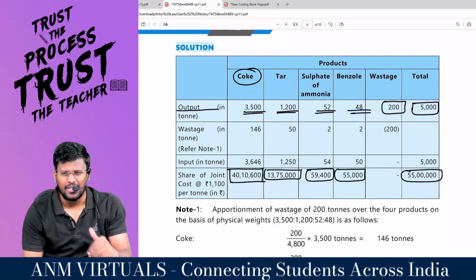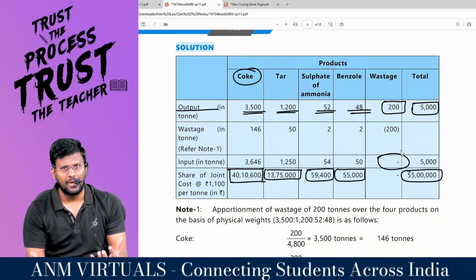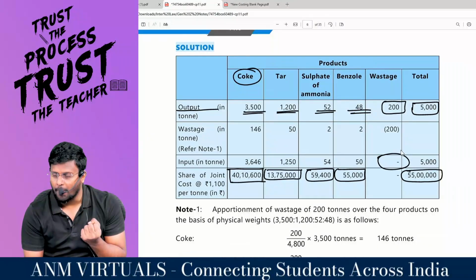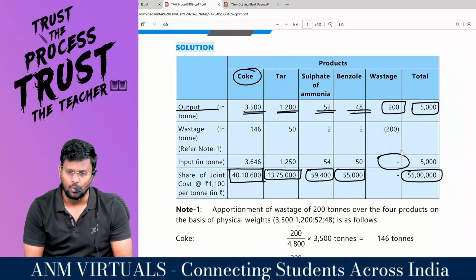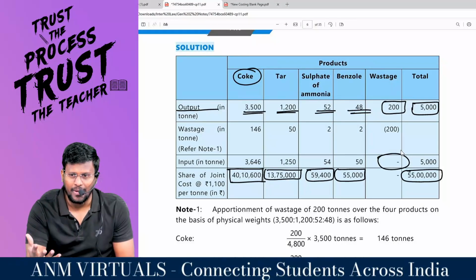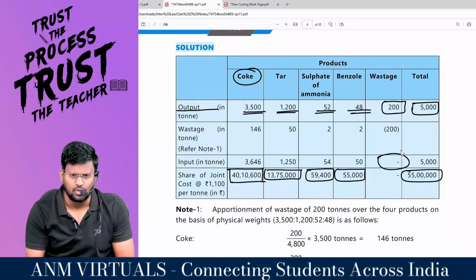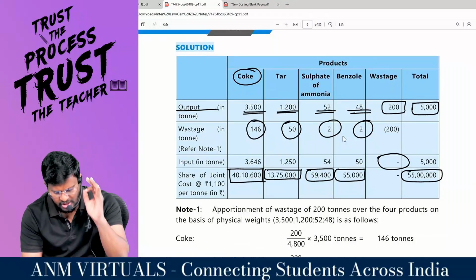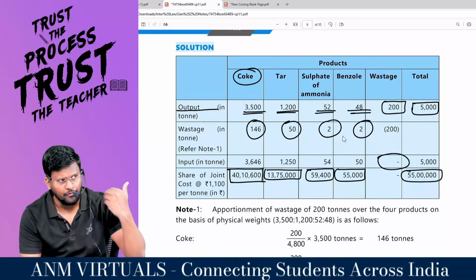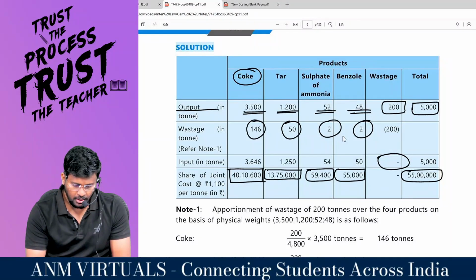Now actually the proportion will change. So what will be the treatment of the waste? The cost of the normal loss will be absorbed by the good unit. So the joint cost will not be apportioned to the wastage, assuming that the wastage is a normal wastage, not an abnormal wastage. Same settled provision as in process costing, right? So their weight and our weight will change, because we considered only 4,800, my dear lovable students, but they considered how much? They considered 5,000.